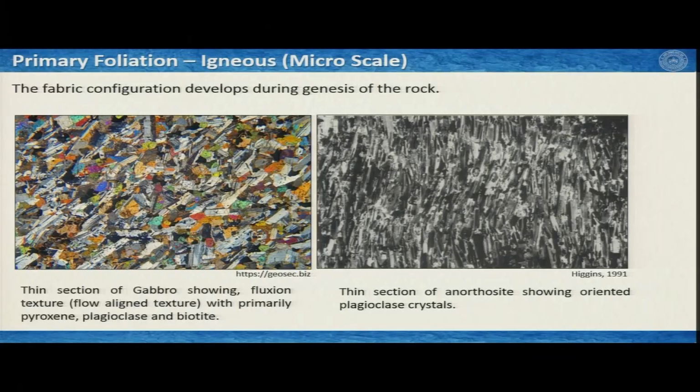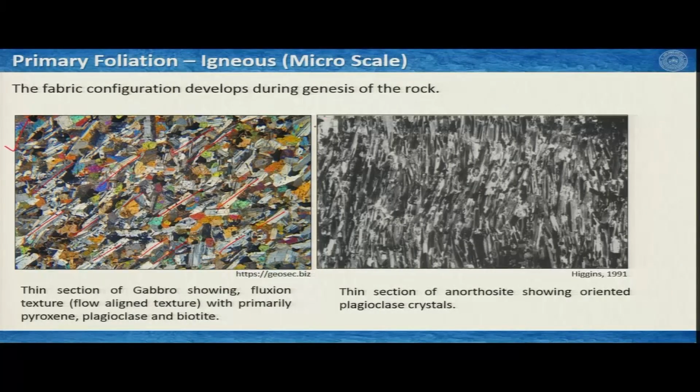Let us not investigate which mineral is what in this image, but what we can figure out, at least looking at this photograph of this thin section, is that these plagioclase feldspars are giving some sort of fabric in this rock, right. It is not a very strong fabric, but it does define a fabric, and this has formed during the genesis of this gabbro. So, therefore, this is a primary foliation.